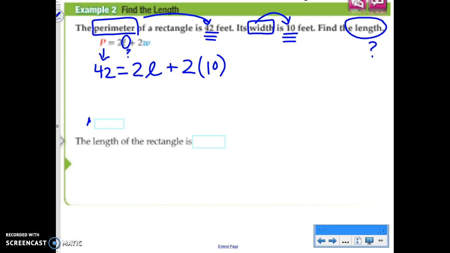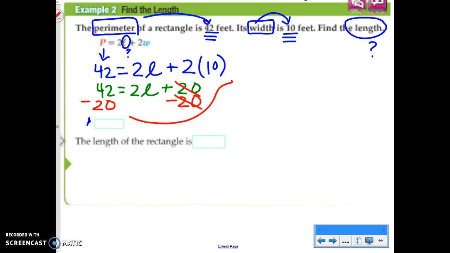Okay, now you're just going to go ahead and solve for your length. So I get 42 equals 2 L's plus 2 times 10 gives me 20. The next step is to get rid of any terms that don't have that variable next to it. So the opposite of addition is subtraction. I subtract 20 from both sides. And I'm going to rewrite it up here. That leaves me with 42 minus 20 gives me 22. And that's going to equal 2L.